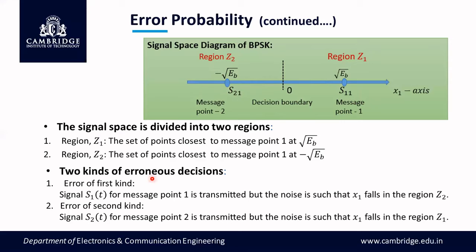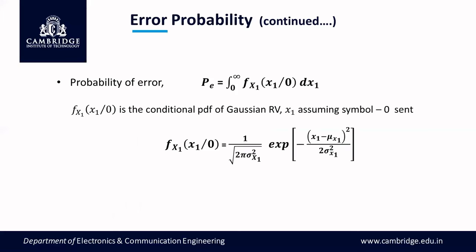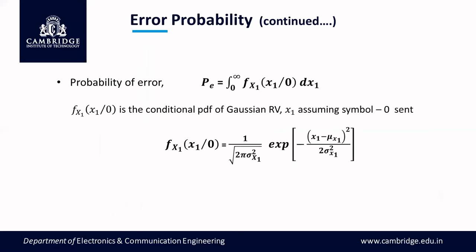The other way is also true. If message point 2 is transmitted and the received signal component falls in region Z1, at that time we make a wrong decision, or error decision. So now we shall find the error probability, that is Pe, the probability of error.